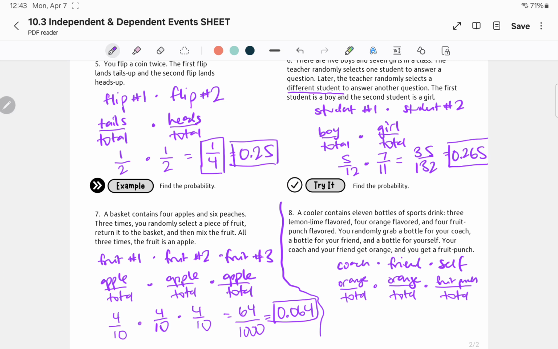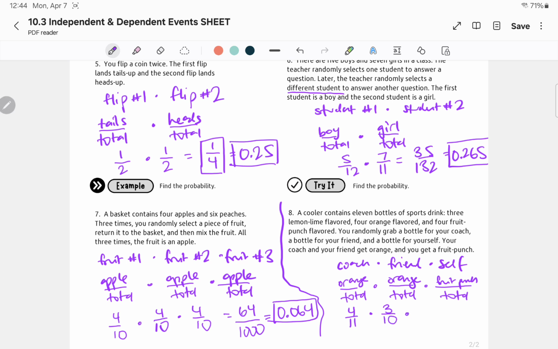All right, so now orange. How many are orange? 4. So there's 4 orange, and there's 11 bottles total. That is when you pick for your coach first. Now for your friend, how many are left in there, if we've already gotten an orange for our coach? There are 3 orange left that we can choose from. And then what's our total? It's not 11 because there's already one that we picked for our coach. So there would be 10 left.